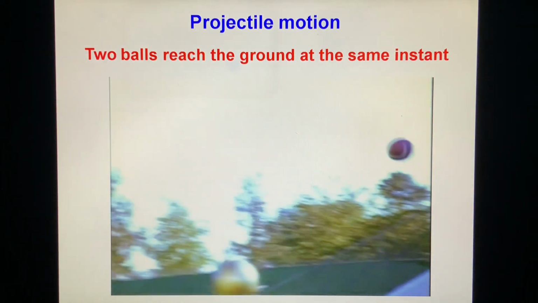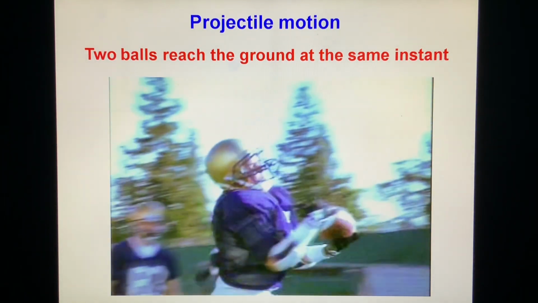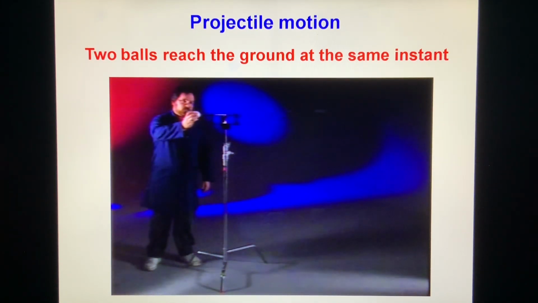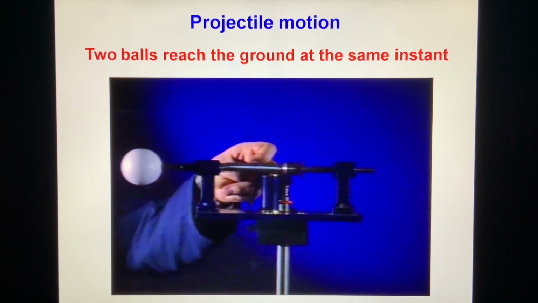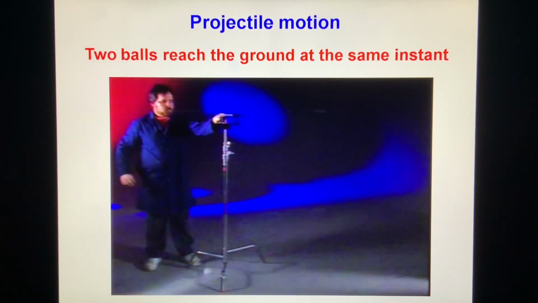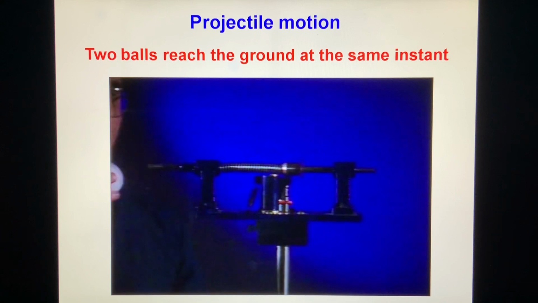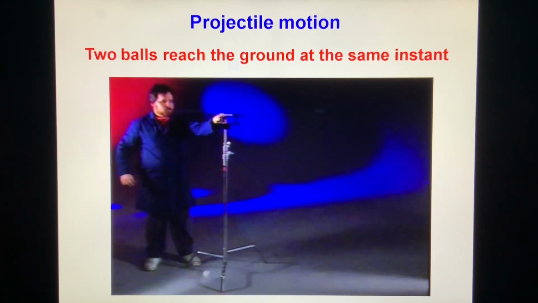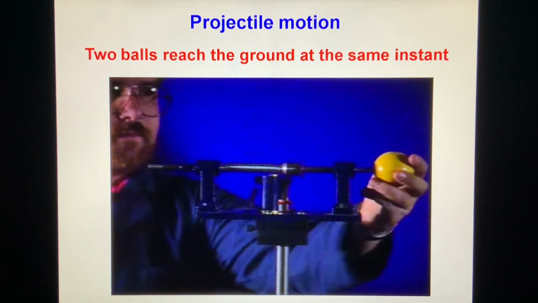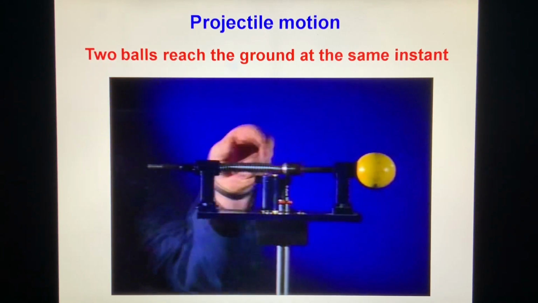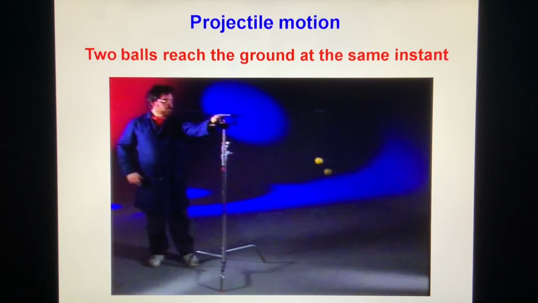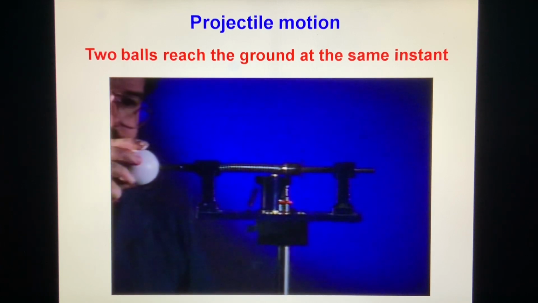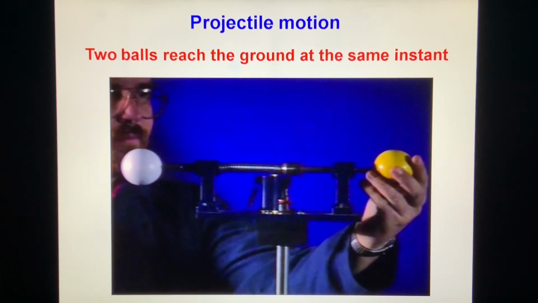How is the vertical motion of a falling ball affected by its horizontal motion? We'll use this device to find out. If a ball is loaded onto the back and the trigger is pulled, the ball falls straight down. If another ball is loaded on the front and the trigger is pulled, the ball both flies horizontally and falls vertically. But how do the vertical accelerations of these two falling balls compare?